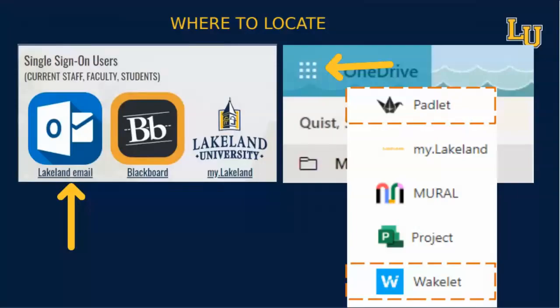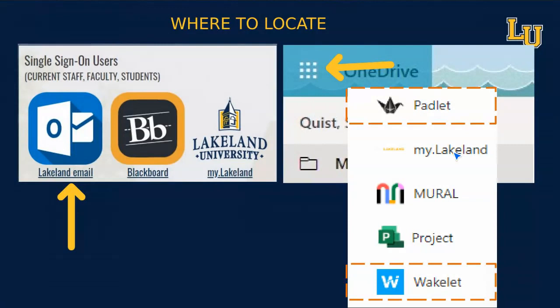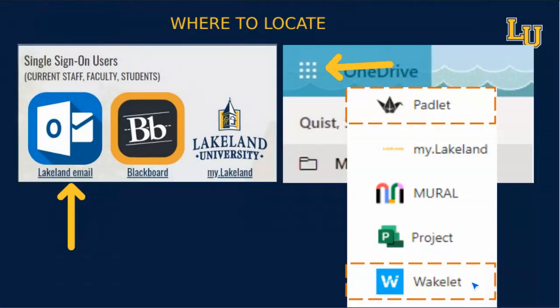So before we jump into demos, I just wanted to show some snapshots again of where these two apps are located. So entering that Lakeland email, going to that waffle menu in the upper left-hand corner, you'll get a drop-down menu. And from there, you will be able to locate Padlet as well as Wakelet in that area.